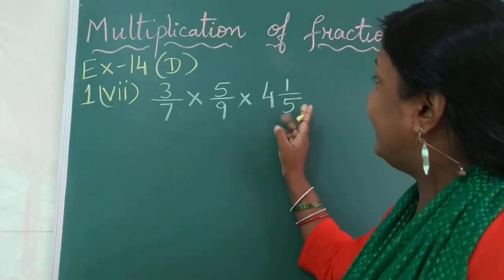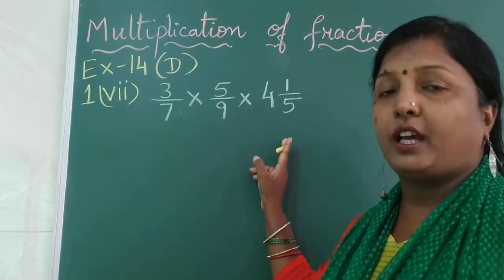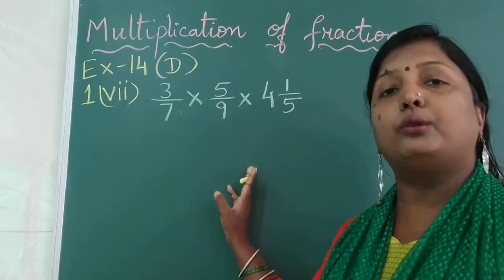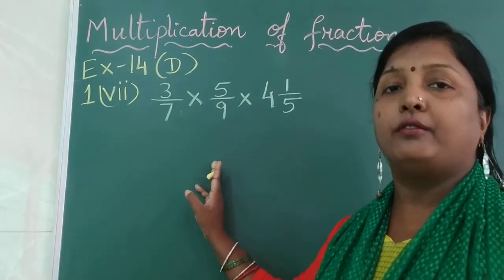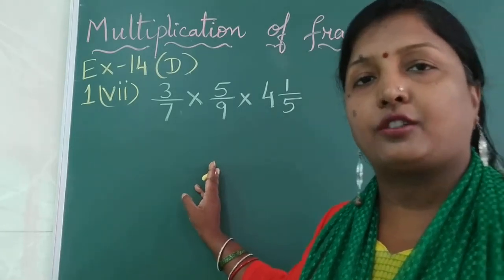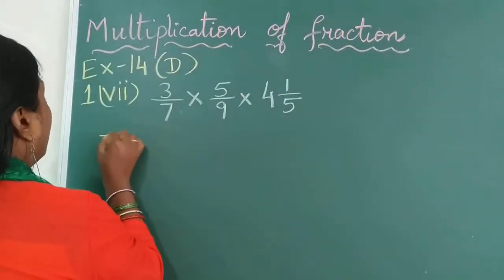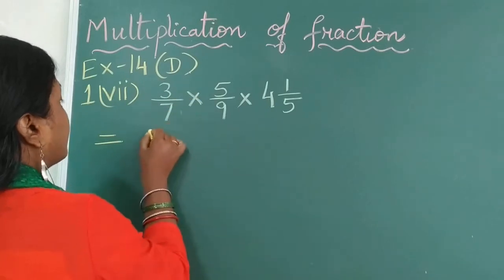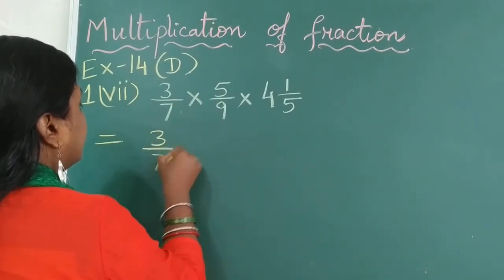Now as you can see here, there is a mixed fraction here. So the first thing we will do here is to convert it to improper fraction. So for all others, you just copy down as it is.